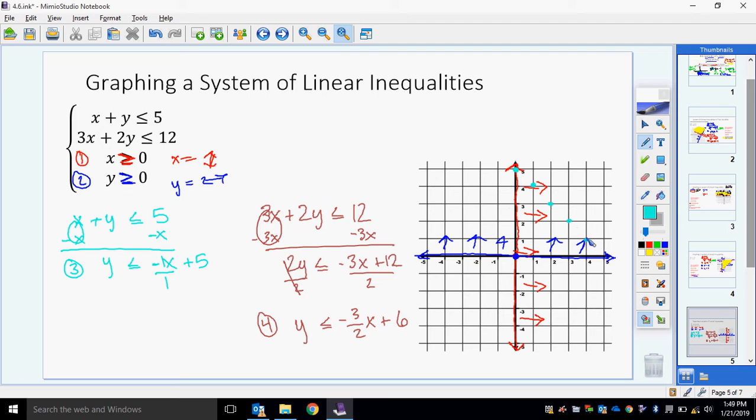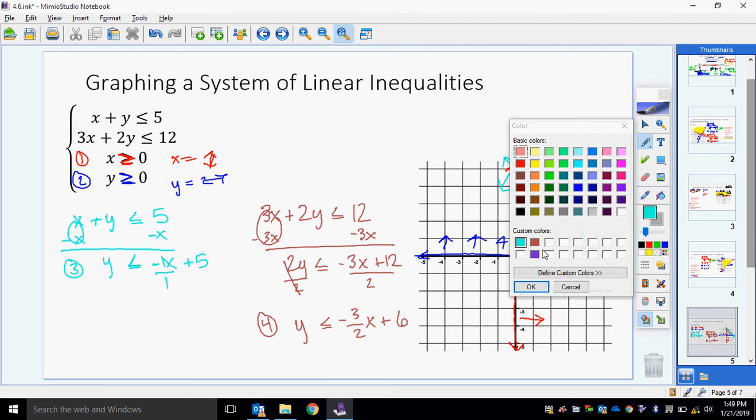And how would we connect these? Solid or dotted? Solid because it's an or equal to. And when I consider shading, am I going to be above it or below it? Well, it says less than, so the y is less than, or the y is down here instead of the y is up here. So I'm going to be below.